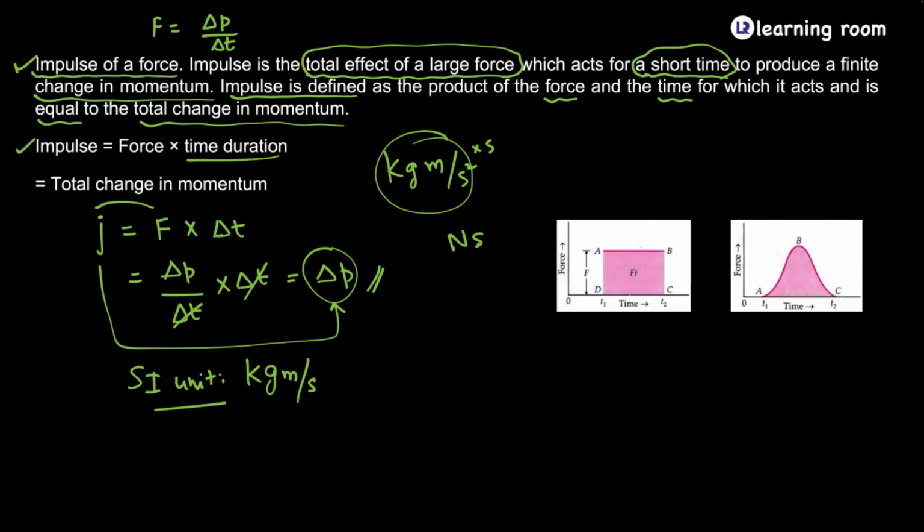Or you know that impulse is force into time duration. Force is measured in Newton and time duration is measured in second. So Newton second is also a unit for impulse. Are you able to understand this concept? It can either be written in terms of kilogram meter per second, because it is a change in momentum, or it can also be written as Newton into second, because it is a product of force and time duration. Is the point clear?